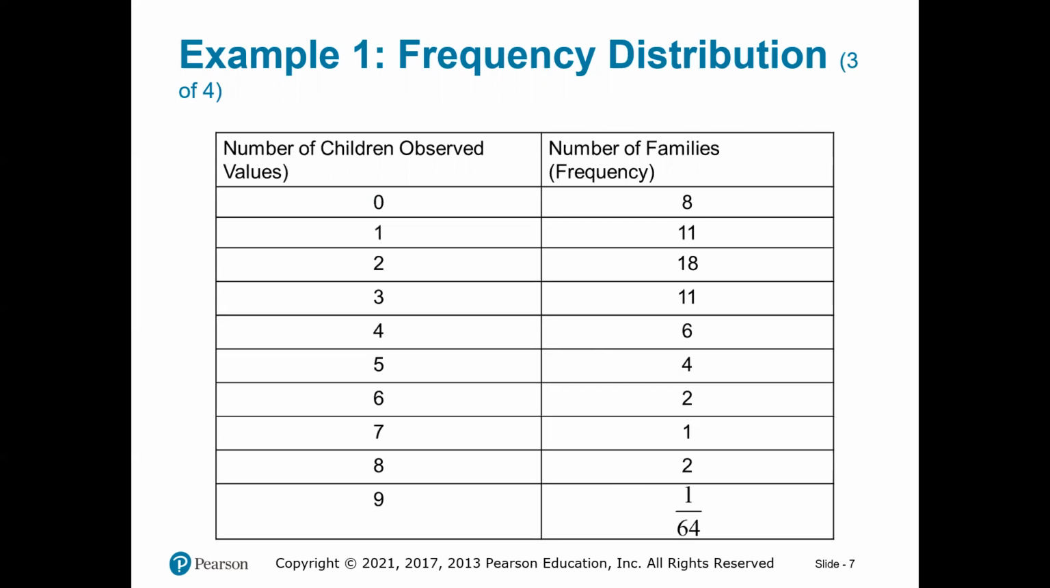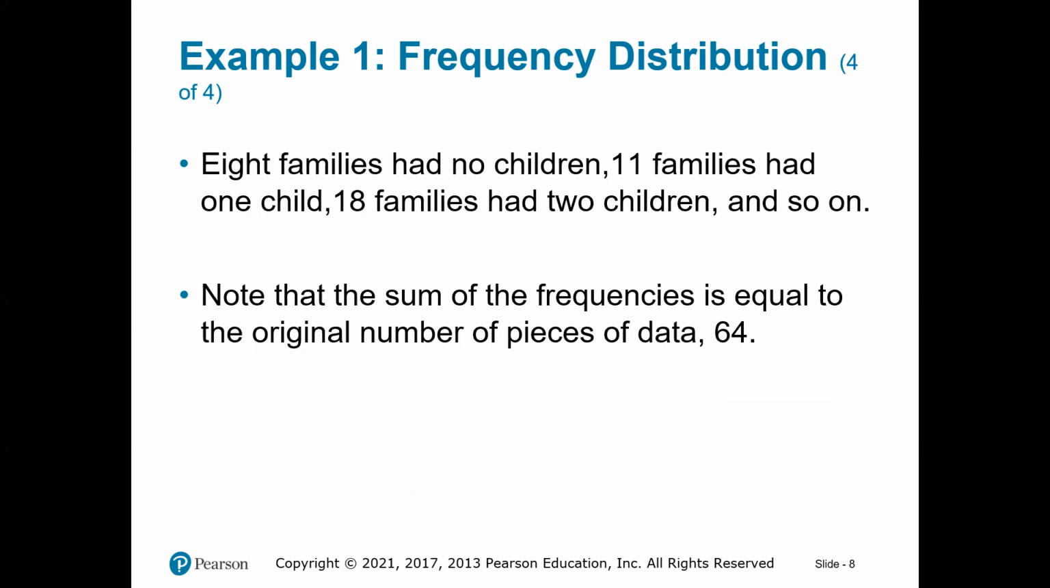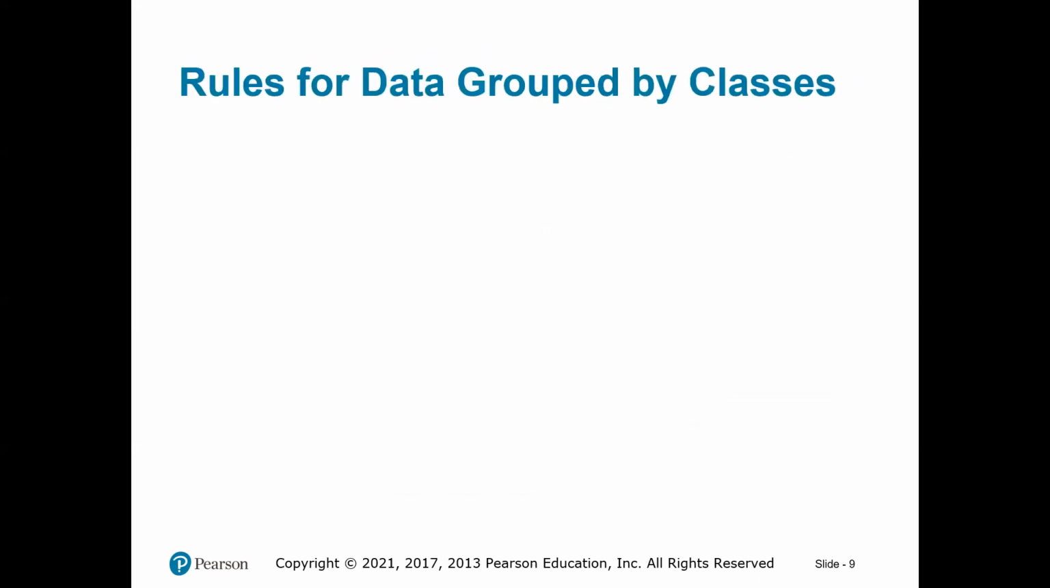And that's what we call the sample, and we talked about samples in a previous lecture. So how did we come up with those 64 families? Well, we used a sampling technique, probably stratified, cluster, or systematic, or something like that. But now that we have the 64 families, this is the data of those families. So the total is 64, with 8 families with no kids, 11 families with 1 kid, and so forth.